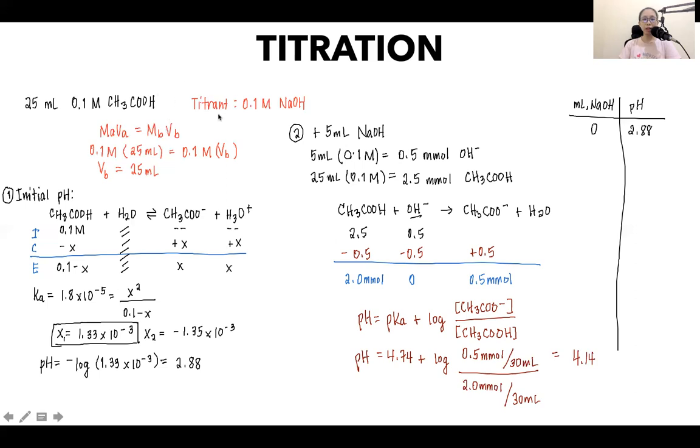So let's write that in our table just to keep track of the pH. By adding a total of 5 ml, so this doesn't mean that we add 5 ml in one go. These are just theoretical computations. In the actual experiment, what you do is you add the titrant in little amounts. So if we have added a total of 5 ml, the pH of the solution will be 4.14.